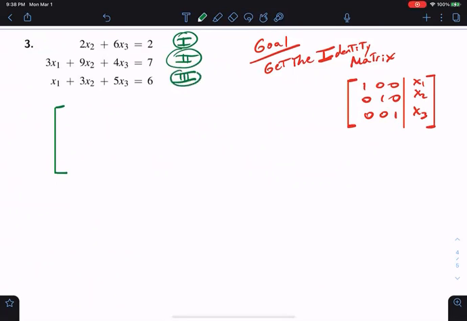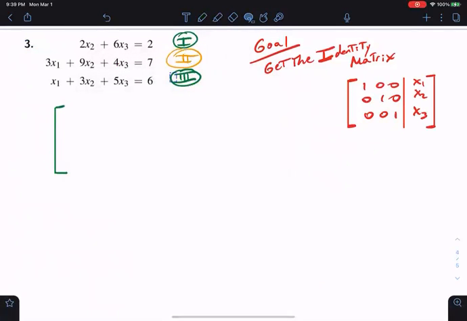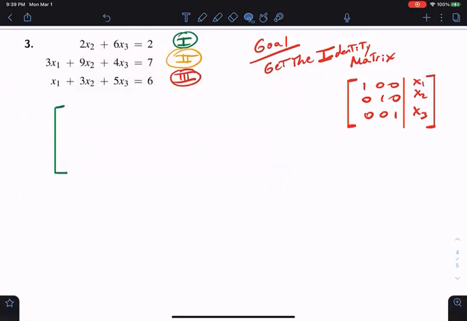Let me change the colors just in case somebody's confused. So we have three equations, right? I'm talking about the first one. There's no x1 entry, so I have to put a 0 here: 0, 2, 6, and I have to put the augmented matrix, so this is 2. For the second equation, we have 3, 9, 4, 7. And for the third equation, we have 1, 3, 5, and 6.